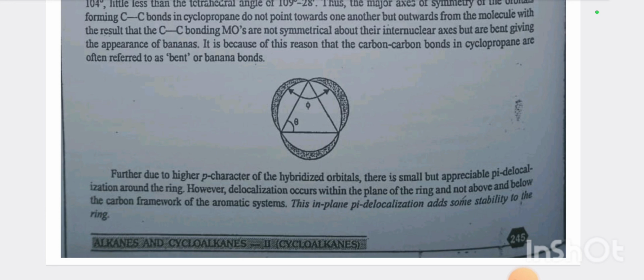However, delocalization occurs within the plane of the ring and not above and below the carbon framework as in aromatic systems. Thus, this in-plane pi delocalization adds some stability to the ring. Thank you. That's all about the chapter alkanes and cycloalkanes.